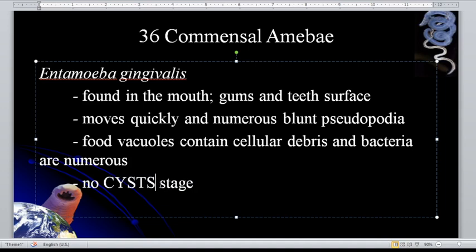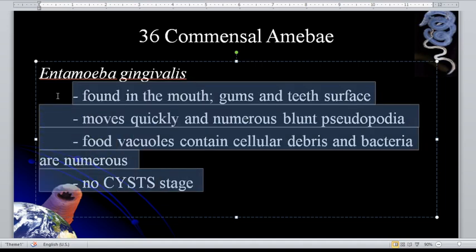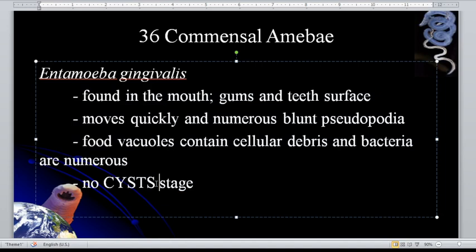Again, we correlate it with our discussion. Why does Entamoeba gingivalis have no cyst stage? Because it is in the oral cavity. And if it lives in the mouth, why is it that it does not transform into a cyst stage? Because the mouth is watery. It is full of water. Therefore, it will not encyst.